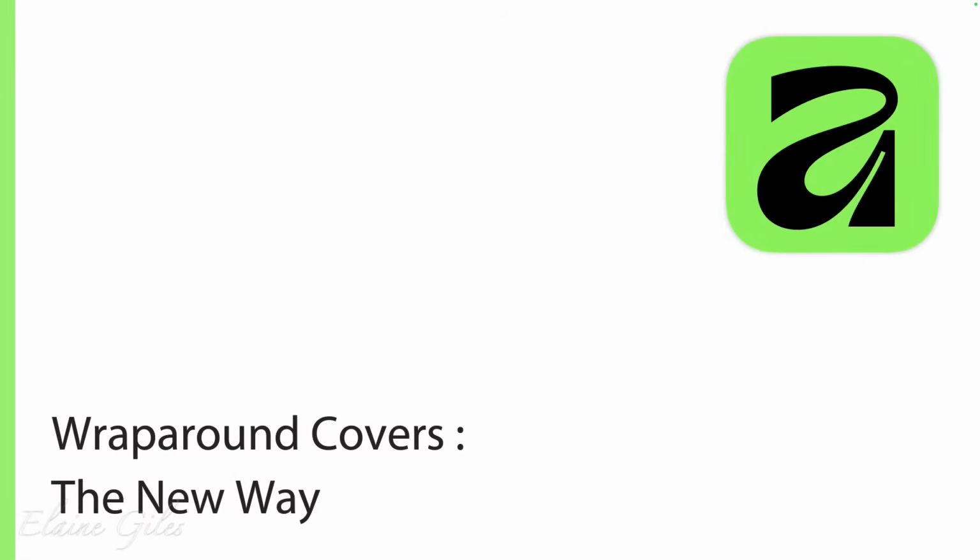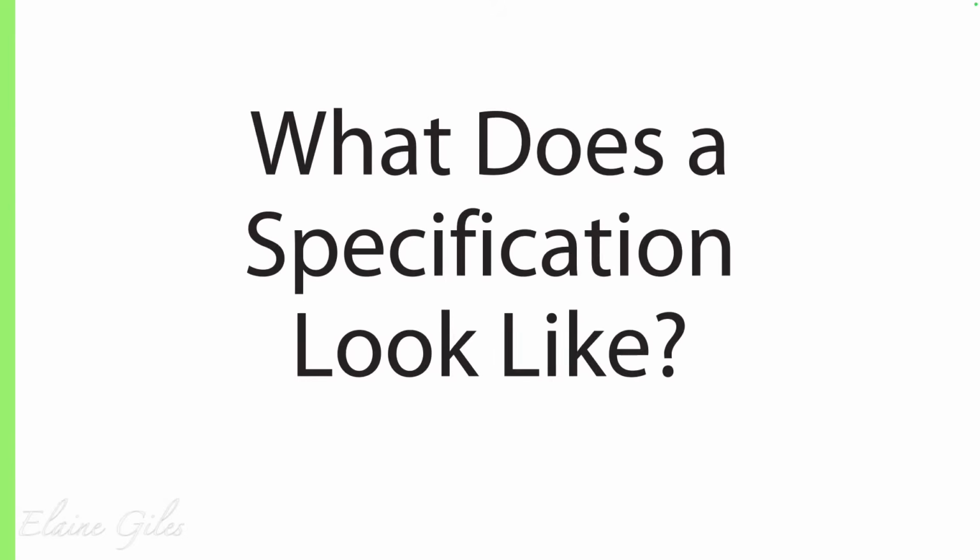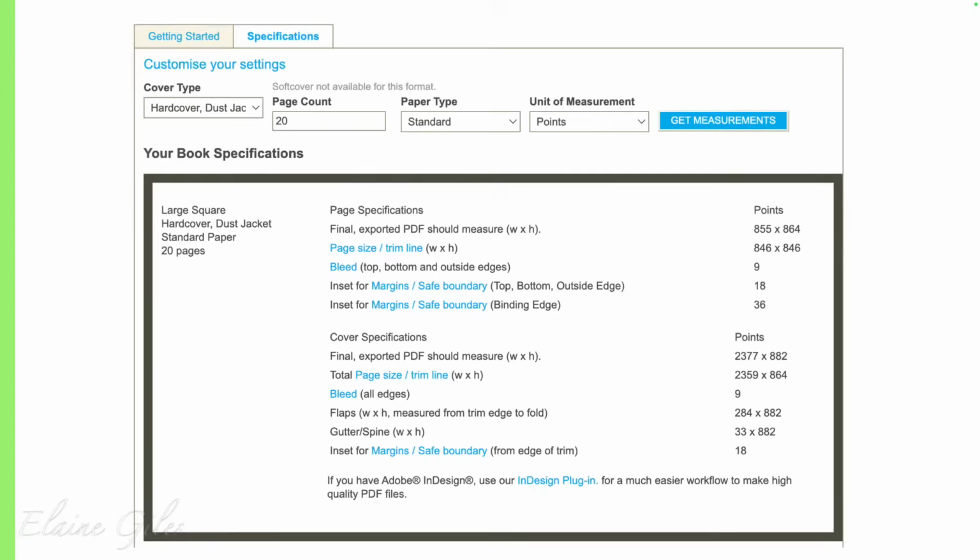Now, before I show you this, I'm going to create one live. I must be mad, right? And because of that, I need to tell you where I get the numbers from. Now, we looked at this last week. What does a specification look like? Now, this is a slightly different specification than the one we looked at last week, because if we look at the top, this has come from Blurb. If we look at the top of it, you can see it says cover type, hardcover with a dust jacket, and 20 pages in the count.